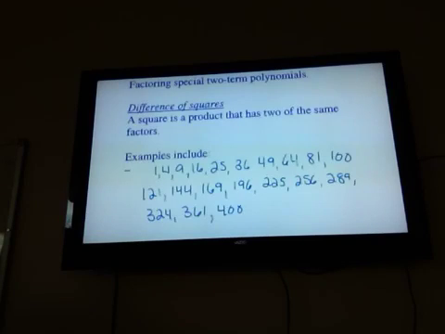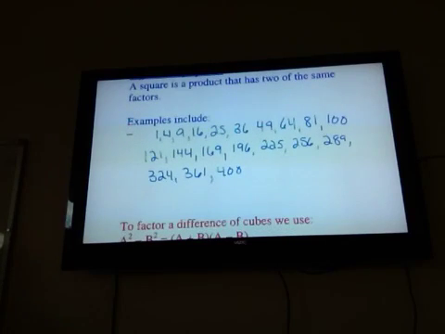Some popular squares that I did not list: 625 is a popular square, 25 times 25. So if you're not sure, you can use your calculator square root button and find out. If it comes out an integer, it's a square. If it comes out a decimal, it's not a square. So you might want to use that. Obviously, there are an infinite number of squares that are numbers.